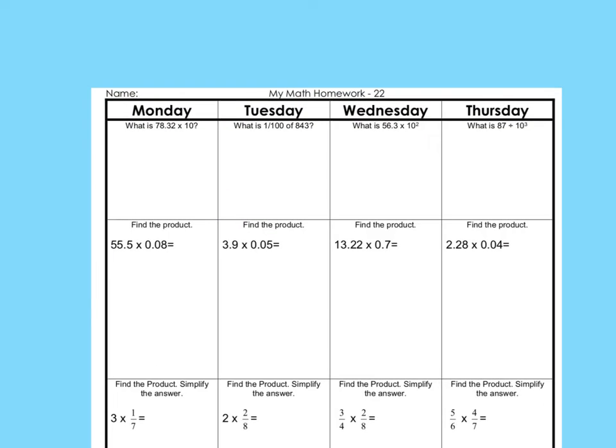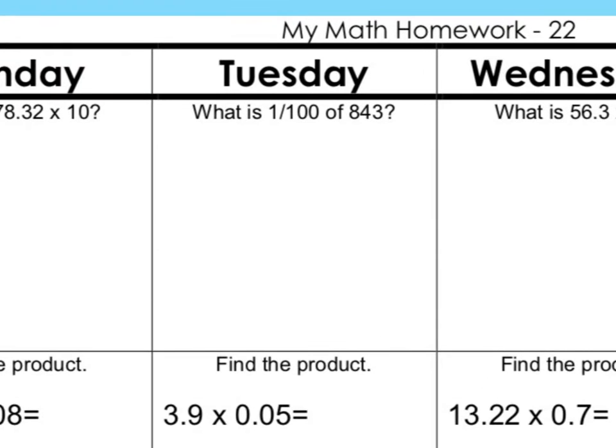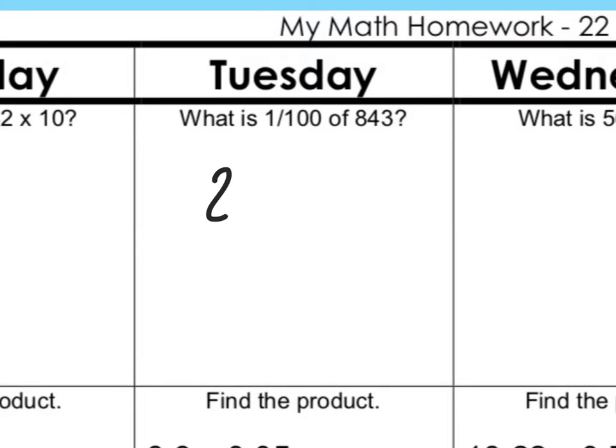This is my math homework number 22, Tuesday. For the first one, it says, what is 1/100th of 843? So here's 843. If it's 1/100th of that number, if you want to, you could do 1/100th of 843 and multiply your fraction. But you don't need to do that.